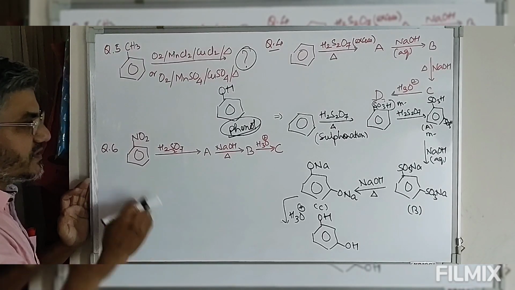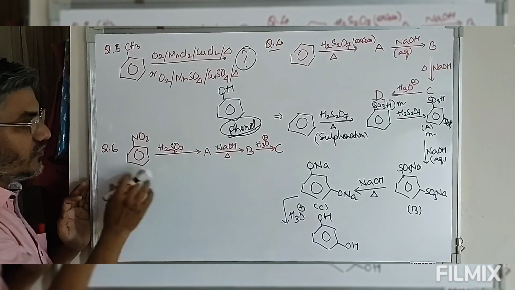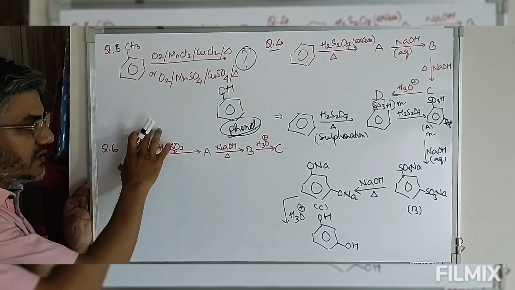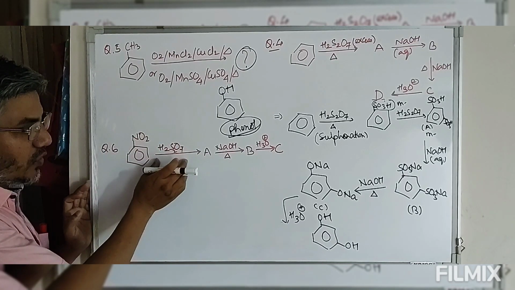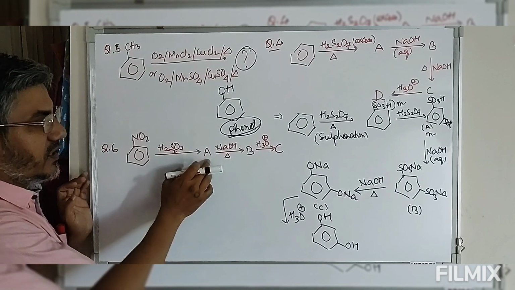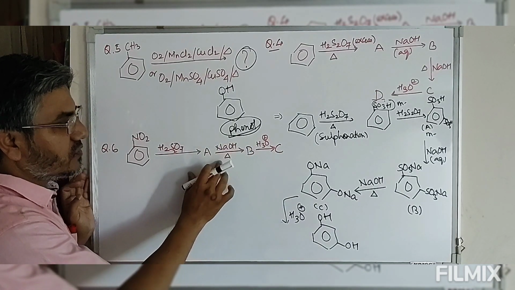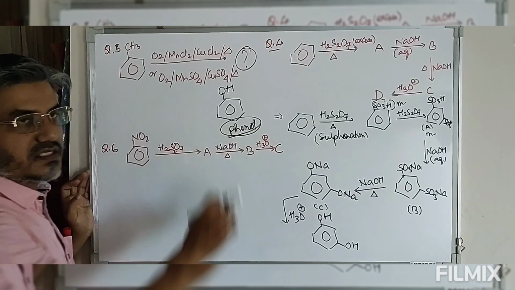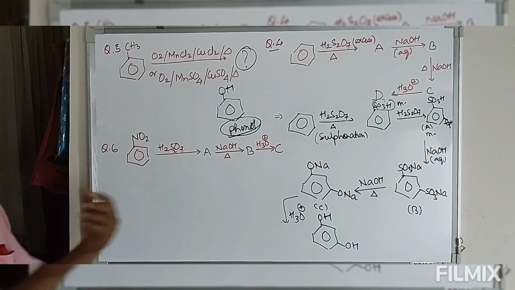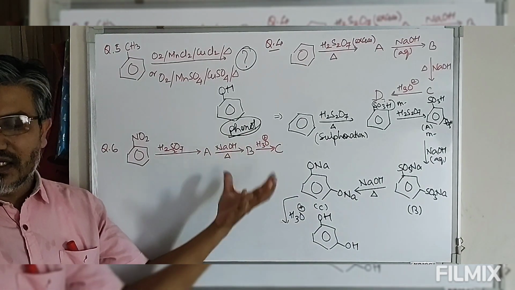Again, next reaction we have a sequence of reaction. The starting compound for this sequence of reaction is nitrobenzene. So nitrobenzene first reacts with oleum, which gives you A. A on heating with sodium hydroxide gives you compound B. B on acidification gives you compound C. So we have to identify A, B and C.